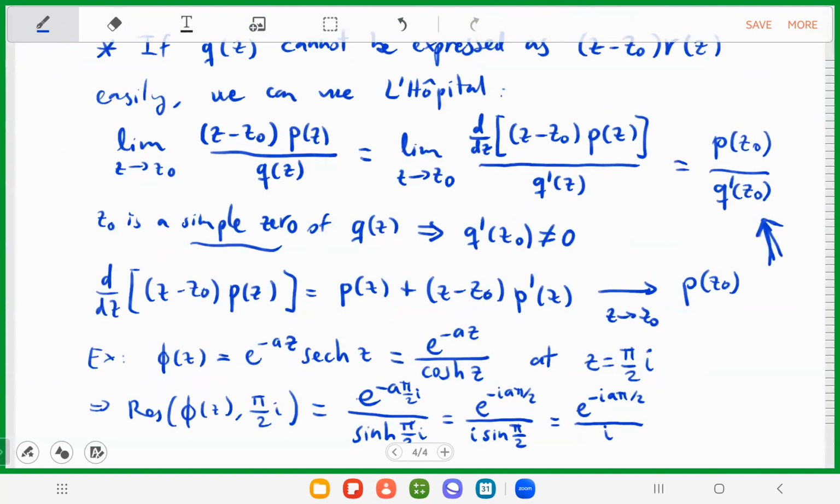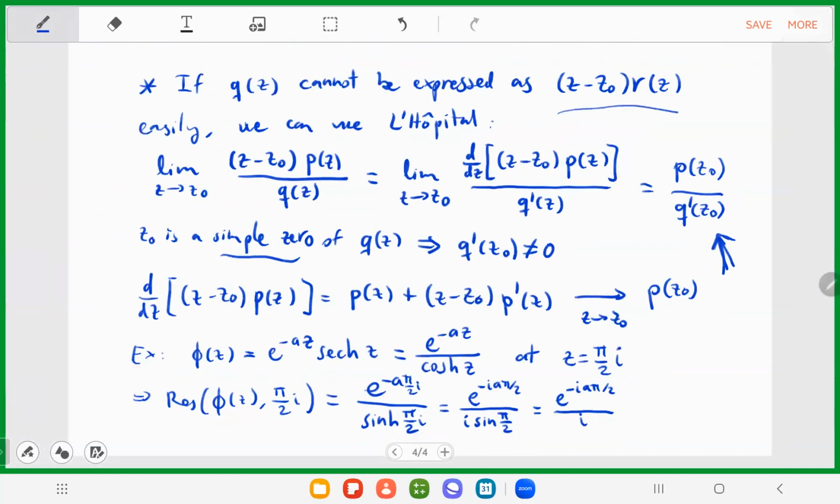As you can see, it's very easy, but notice that this simple pole method can be applied directly if we remember how L'Hopital's rule simplifies this case where we have z minus z0 times p divided by q. And note that this L'Hopital method can be used in any case, even if we know how to factorize q. The method that uses L'Hopital would still be valid. We could still use this method.